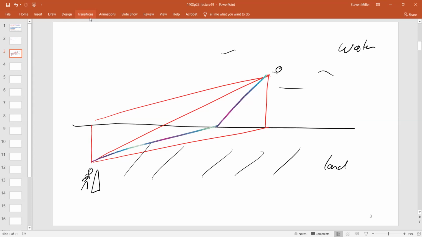You want to try to figure out what are the key parameters. How fast does the lifeguard run on land? We need to choose a bunch of quantities. How far is it on land from one point to the other?